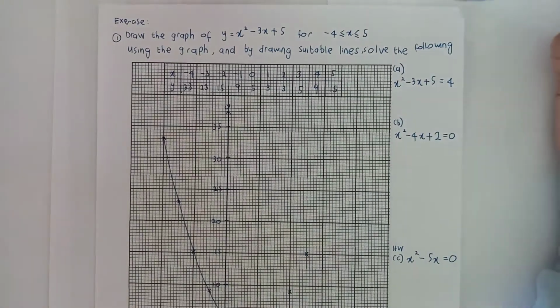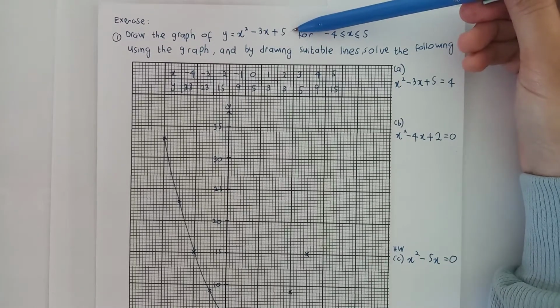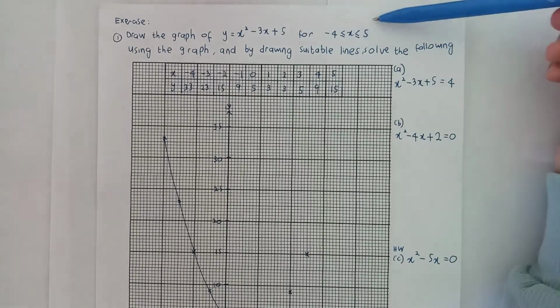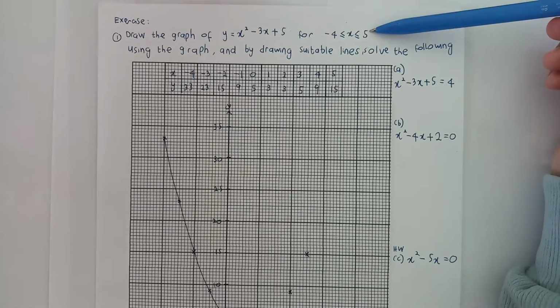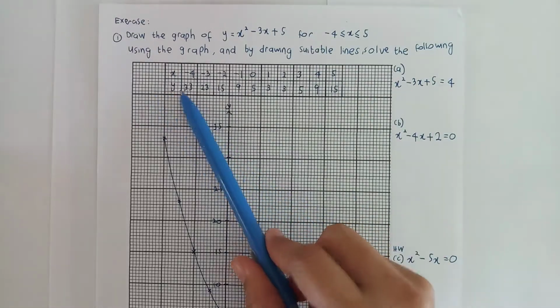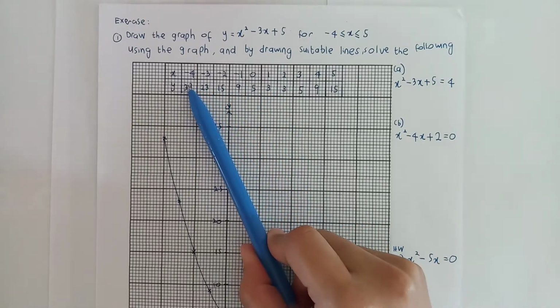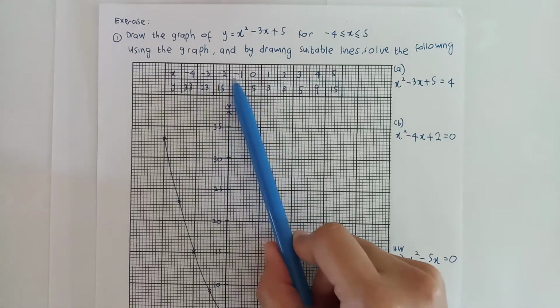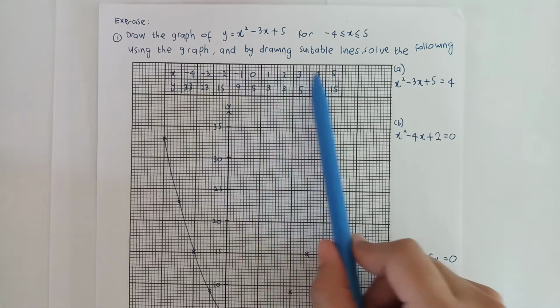So first step is you need to draw the graph first. You need to make sure you follow the domain given in the question. Domain is just the value of x. Domain is just the word that describes x. So you will be given the table, and you will need to fill in the values inside the table. So I put x starting from -4, -3, and so on until 5.